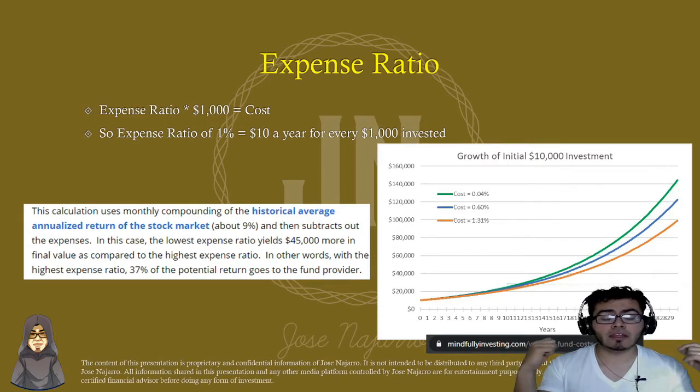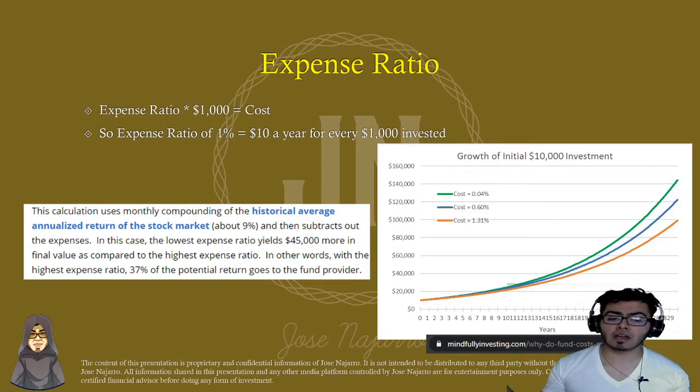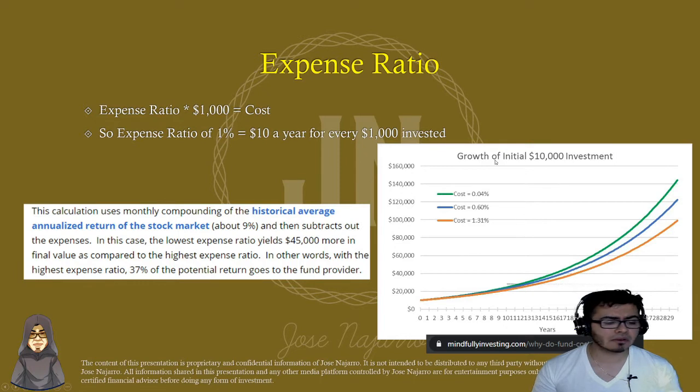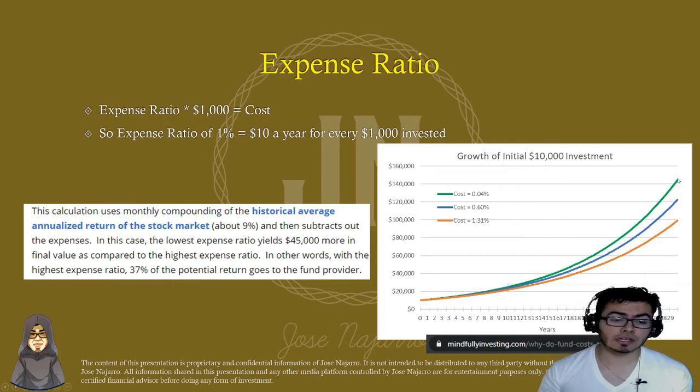Expense ratio for an initial investment of $10,000 with a 9% return. So it's a 9% return a year, which is about the average for the stock market, 10% if you don't count inflation. So if you have a 0.04% expense ratio, you make over $145,000 in 30 years out of your only $10,000 investment.